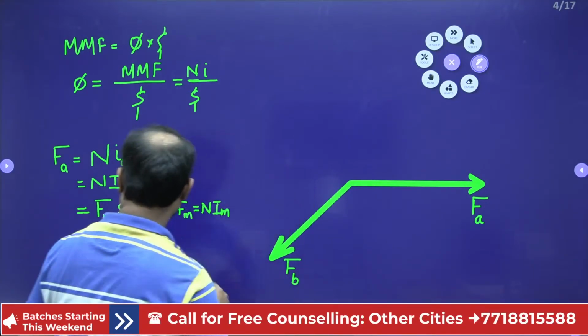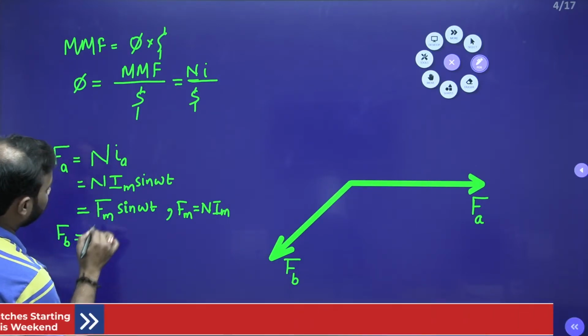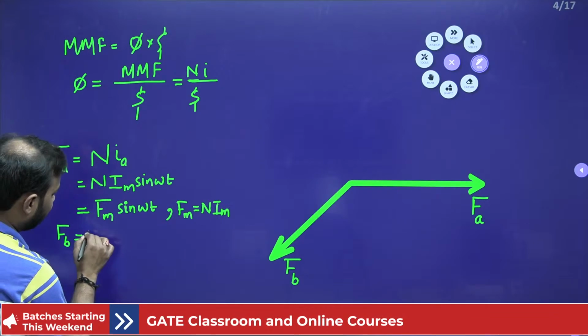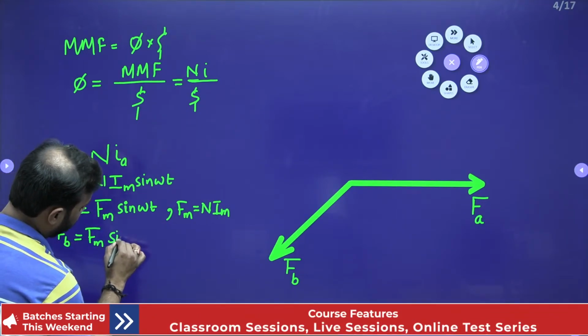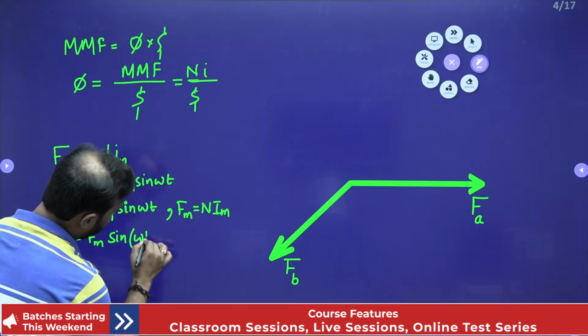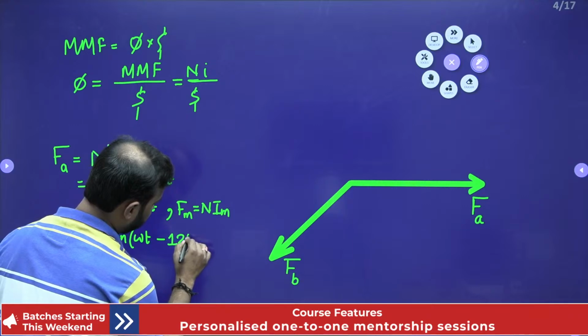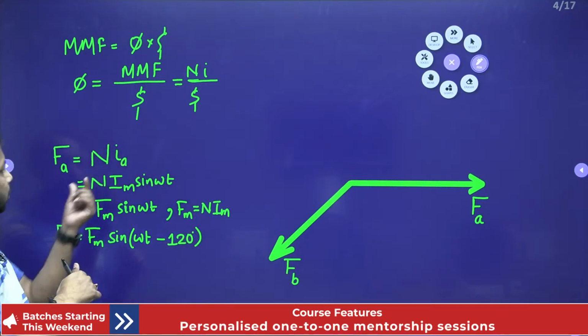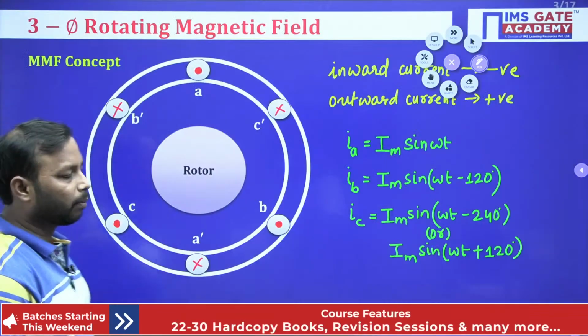Okay, so this is FB, and using the same concept, what is FB? FB is N into IB. So let me write it directly: Fm sin omega t minus 120 degree. Okay, this will be N into IB. This is FB. And what about FC?